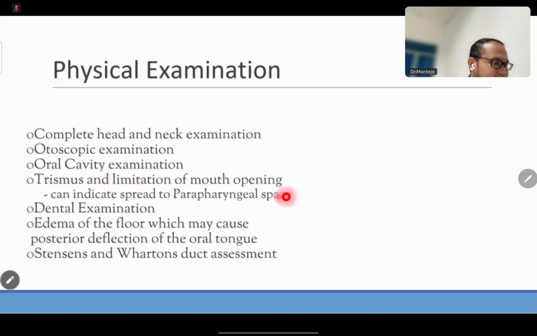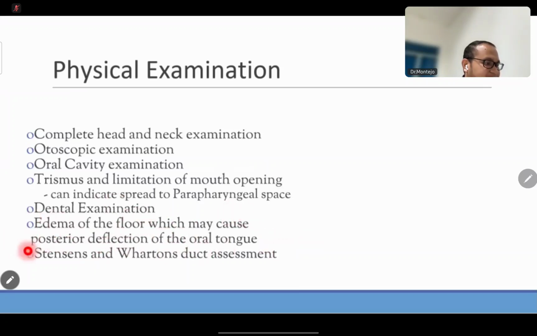Take note, let me just mention about trismus, okay? Trismus is mouth opening less than 1.5 cm, while limitation of mouth opening is 1.5 to 2.5 cm. Then normal mouth opening would be above 2.5. Okay? So any trismus or limitation of mouth opening could indicate spread of infection to your parapharyngeal space. Then always do your dental examination. Then always rule out edema of the floor of the mouth, which may cause posterior deflection of the oral tongue.